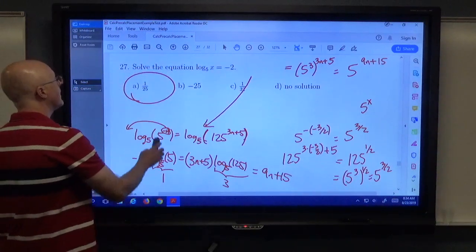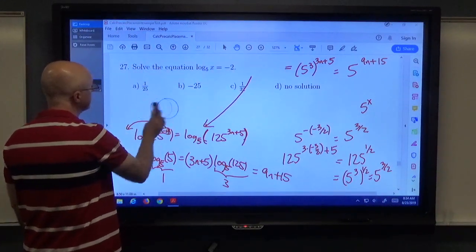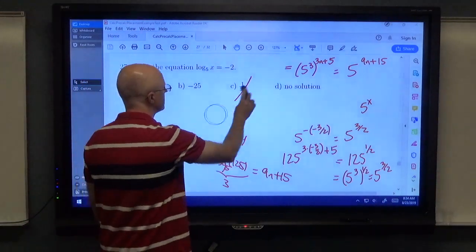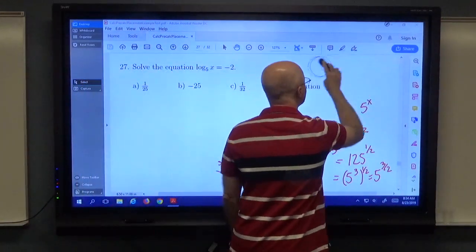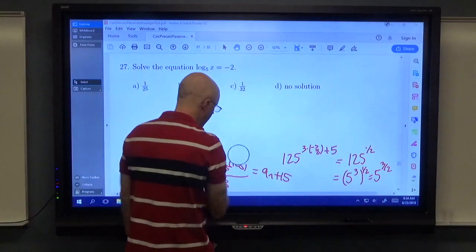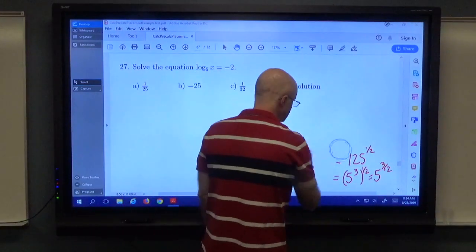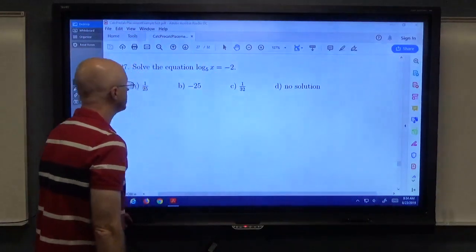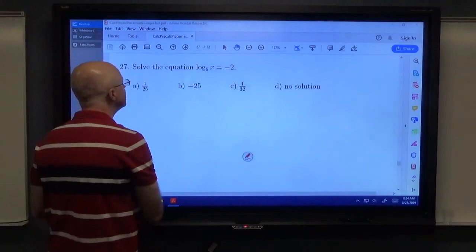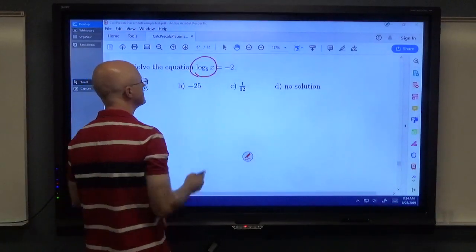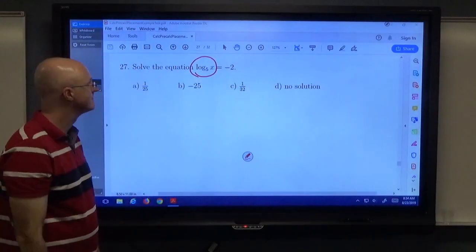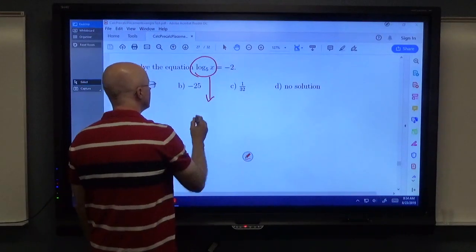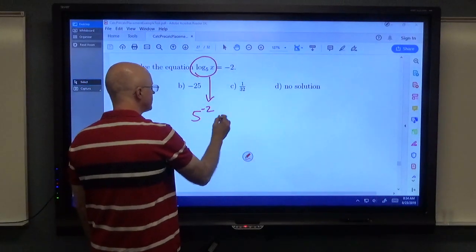Take a breath here. Here we are solving a logarithmic equation for a variable, for an unknown. Instead of solving by taking the log of both sides, you exponentiate both sides. Or, thought another way, you think about what the logarithm means. This whole symbol represents the number to raise 5 to get x. If it equals negative 2, that means 5 to the negative 2 equals x.